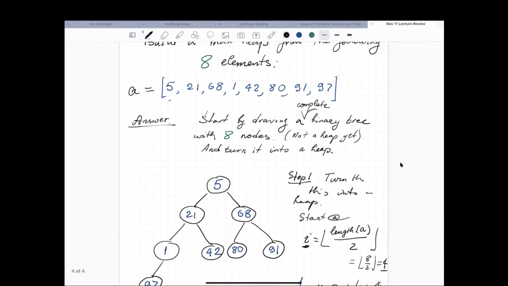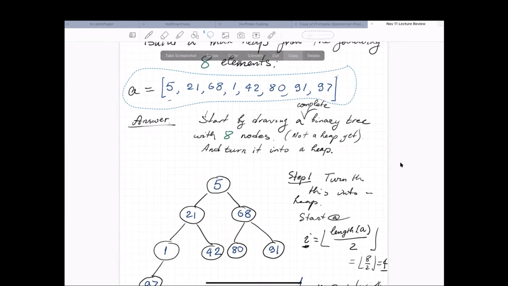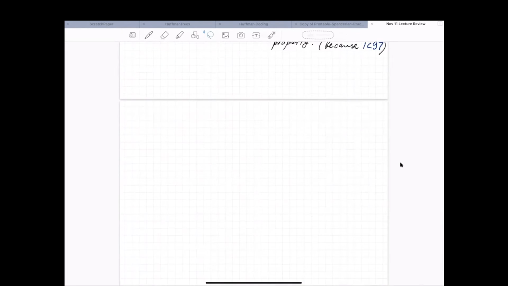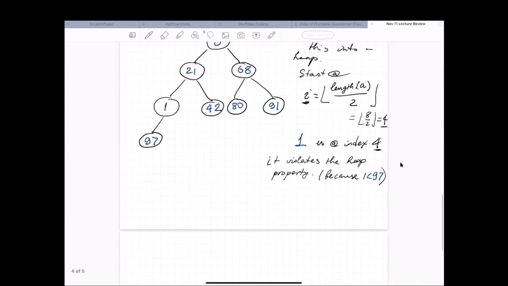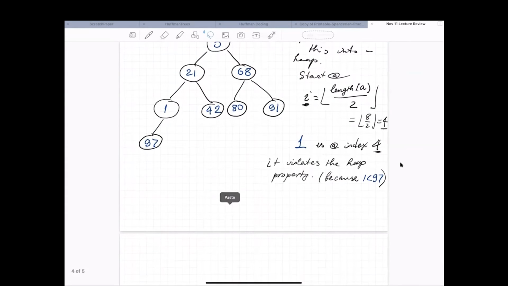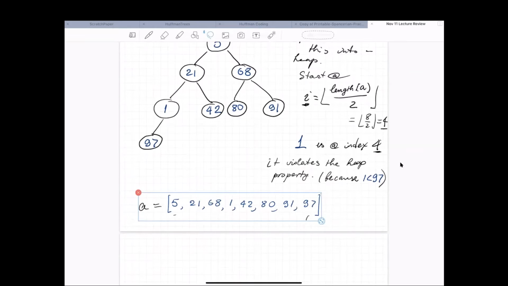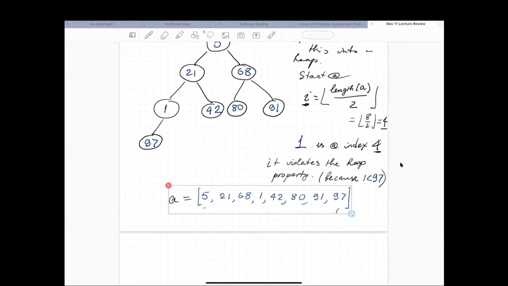So what's the next step of the algorithm? Let me copy this. How did my array change in memory? Can you repeat what you just said? I'm sorry, I may have missed it. Because the heap property is violated, you exchange 97 and 1 in their places, and then you divide I by 2. Yes.